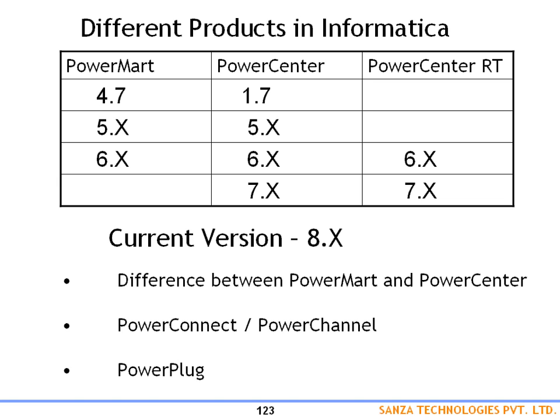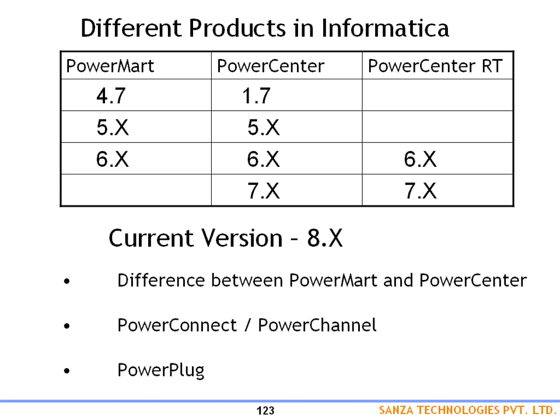But that will work only with Power Center or Power Center RT. Nowadays they have two flavors, Power Center and Power Center RT. Power Center RT is real time. That is, they want to get the data as soon as a transaction happens in the source systems into the data warehouse. So in that scenario, when you want to extract real-time data from the systems, you use the Power Center RT product.